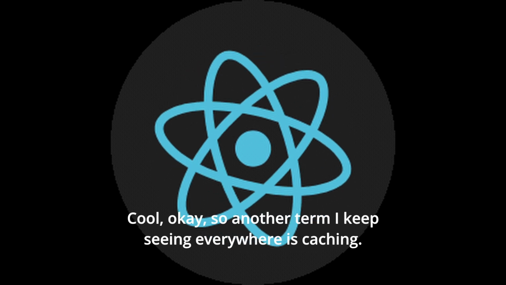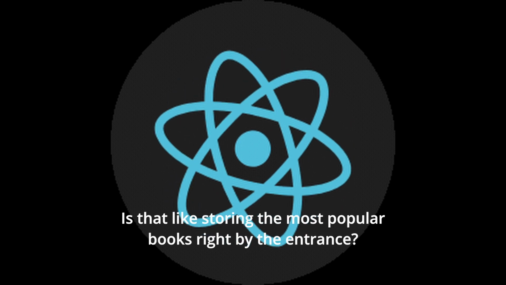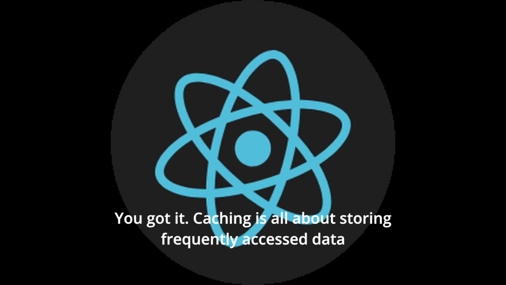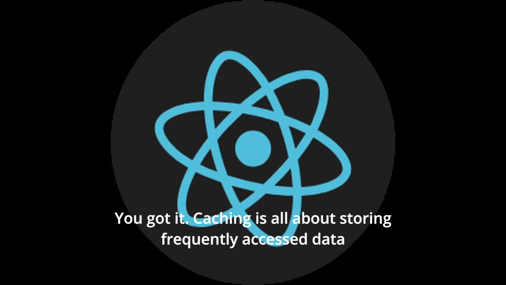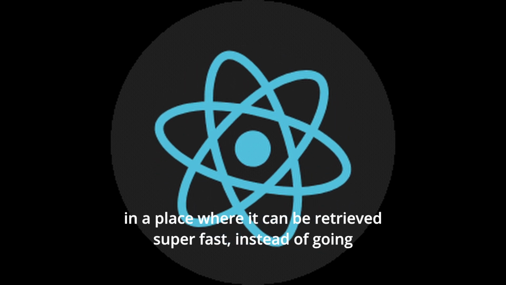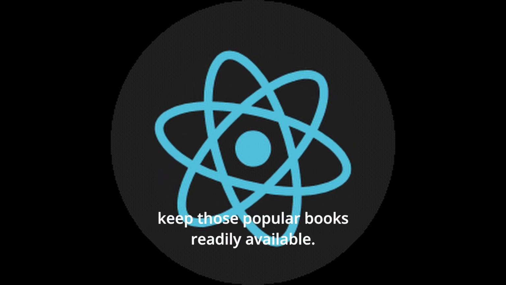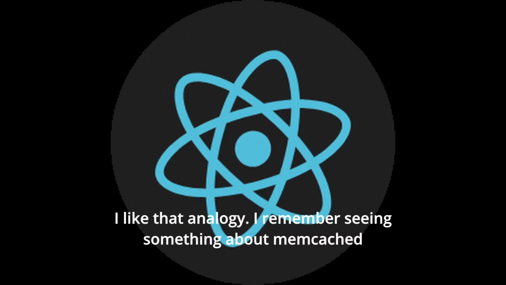Cool. Okay, so another term I keep seeing everywhere is caching. Is that like storing the most popular books right by the entrance? You got it. Caching is all about storing frequently accessed data in a place where it can be retrieved super fast, instead of going all the way to the database every time. You keep those popular books readily available. I like that analogy.